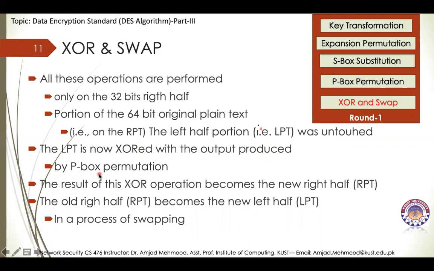I'll show that with the help of a diagram on the next slide. The result of this XOR operation becomes the new right half, and the old right half becomes the new left half, in a process of swapping. So here we have two operations: the XOR operation will be performed and then swapping. The left will become the right plain text, and the right plain text will become the left plain text.